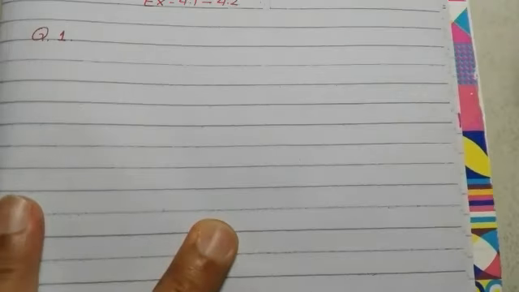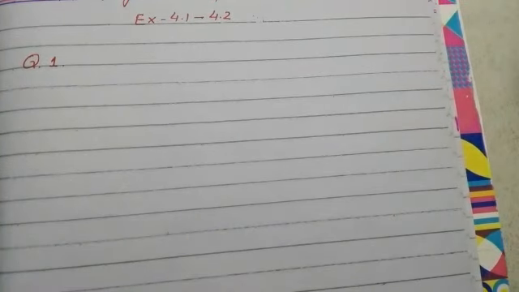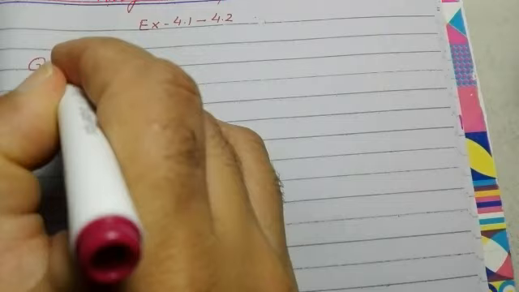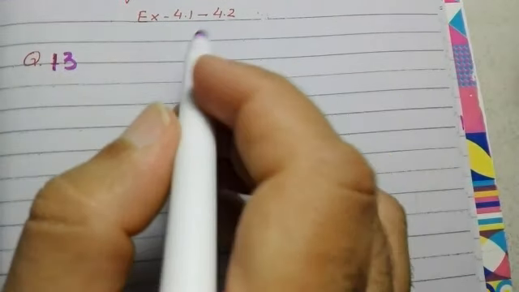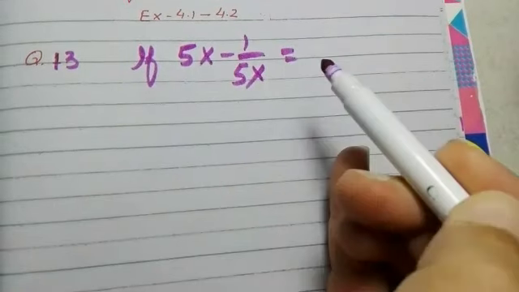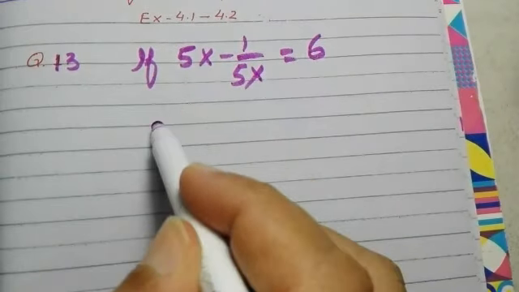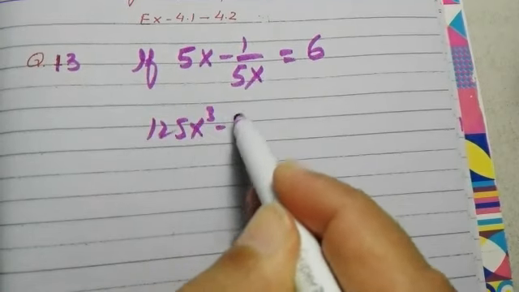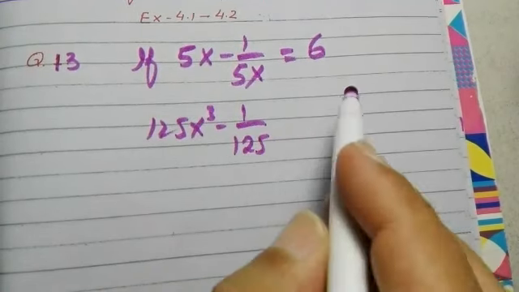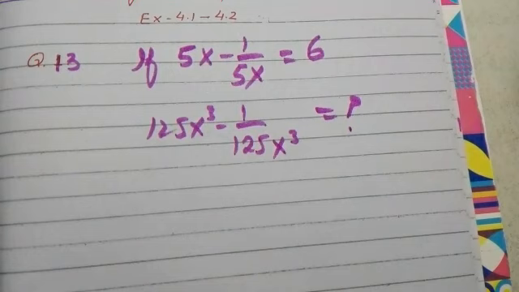Next question. Another question. If 5x minus 1 over 5x equals 6, and we are asked to find 125x cubed minus 1 over 125x cubed. This is required. A similar sort of question as I explained you earlier.